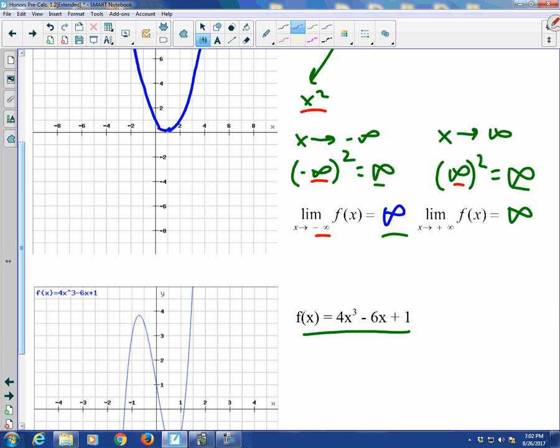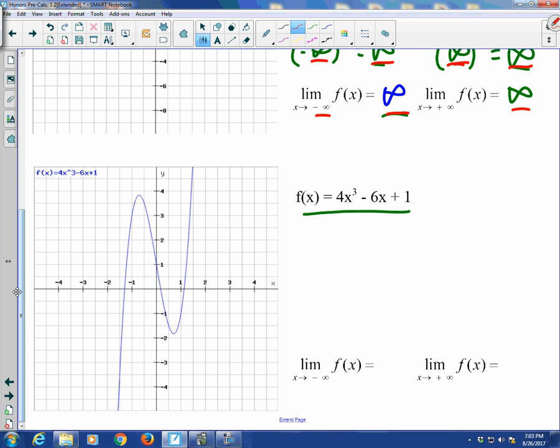If I square negative numbers, I get positive numbers. And what happens when I plug in numbers going out to positive infinity? Squaring positive numbers also gives me positive numbers. And that's going to be what determines the end behavior for a polynomial. Now, after you do that, check the graph, right? See if it works out. So right here, we're going to pause the video, and we'll give you guys a shot with this one.